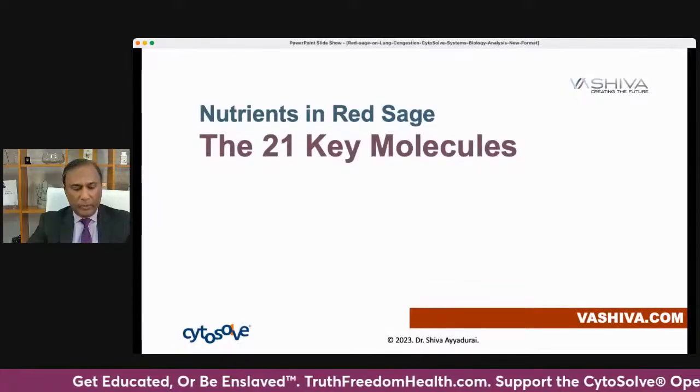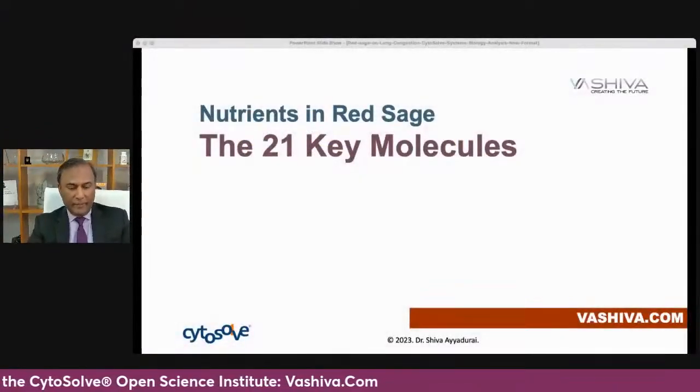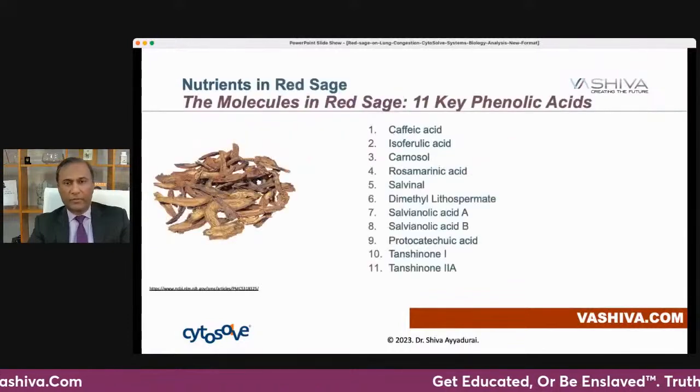So what I want to talk about now is what are the molecules in red sage. If you look at any ingredient in nature, whatever you have at home, if you're eating kale or lemon or bananas, everything in nature doesn't just have one compound. Drug manufacturing companies typically try to find a synthetic compound, but if you're eating kale, it has many, many compounds. If you're eating red sage, it has many, many different molecules. So what are the molecules in red sage and how many are there? Well, our research using CytoSolve has found 21 key molecules in red sage.